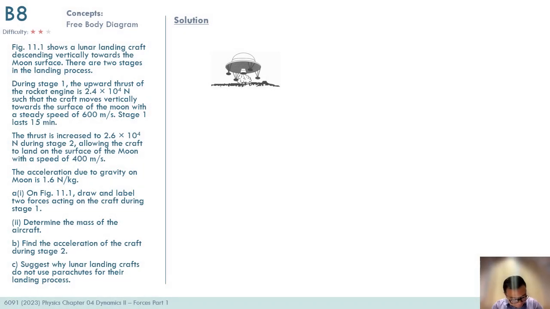In this question, we will start off by drawing and labeling the two forces acting on the object. So let's look at the downwards weight acting on the landing craft and also an upwards thrust by the rocket that is pushing up on the landing craft. So that's the diagram of the forces.